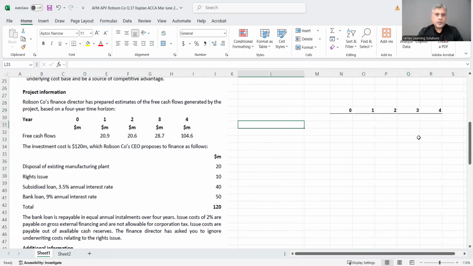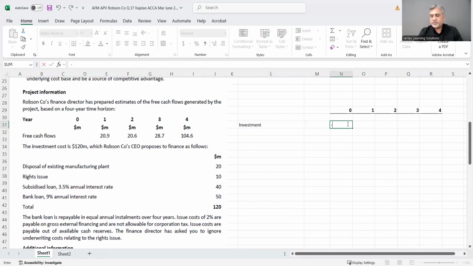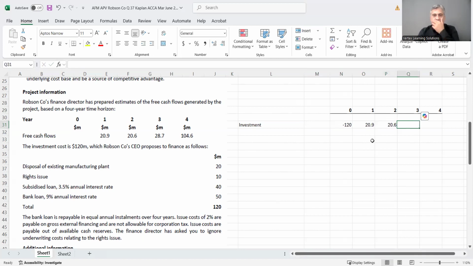Okay, what do I have? I've got my investment, which is in year zero, which is minus 120 million. Then I've got a positive cash flow of 20.9 million. So they made your life easy. You don't have to calculate revenue and variable cost and fixed cost. They already have given you your cash flows straight away.